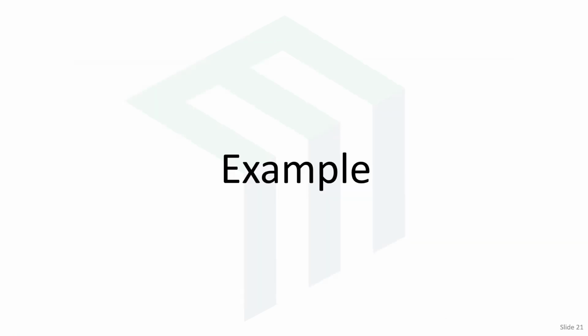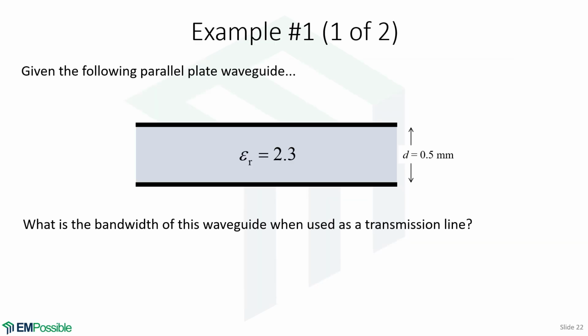Let's do an example. Very similar to what we did before. Now we have a width of 2.48 millimeters. Remember, this was our design to make this 50 ohms. So 2.48 has a plate separation of 0.5 millimeters. Dielectric constant is still 2.3.